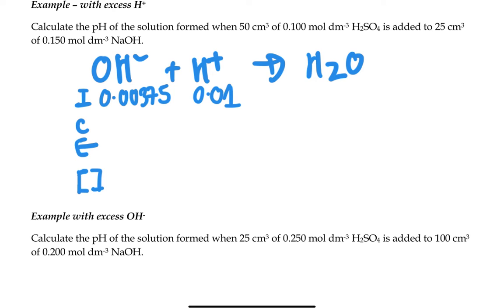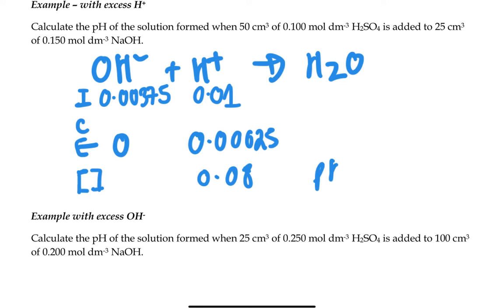And that means I'm going to remove 0.00375 moles of each of those reagents so that all of the OH minus is used up, and I'm left with 0.00625 moles of H plus. And then I've got to divide that by the total volume of 75 centimetres cubed, so 0.075 decimeters, to get a concentration of 0.08 moles per decimeter cubed of H plus. And then I can slot that into my pH. Minus log 10 of 0.08 is a pH of 1.08 to 2 decimal places.